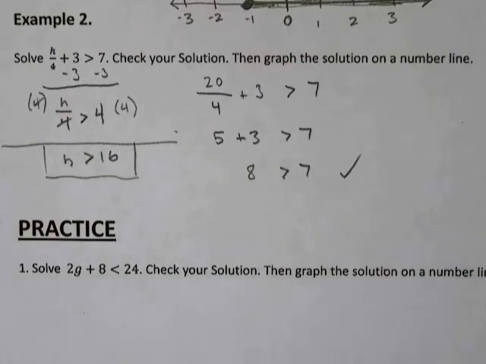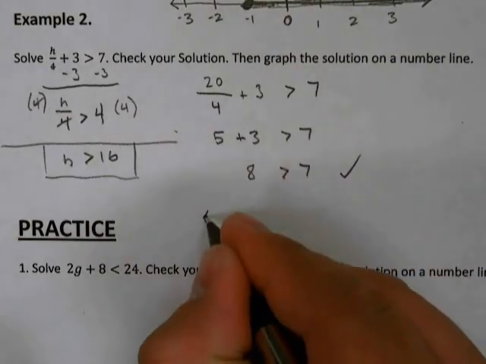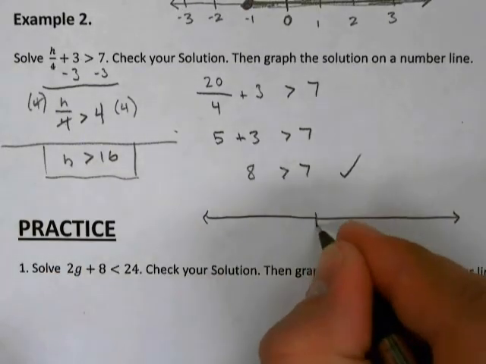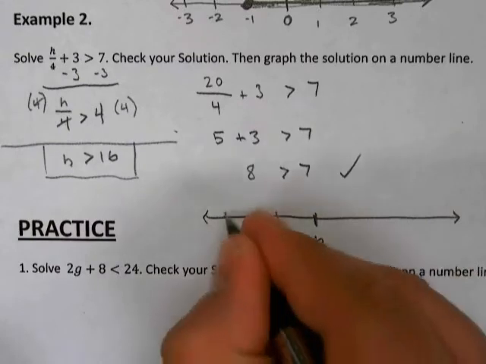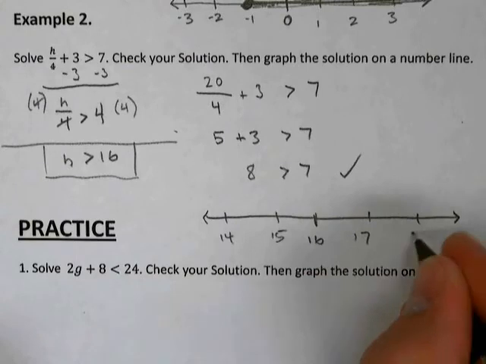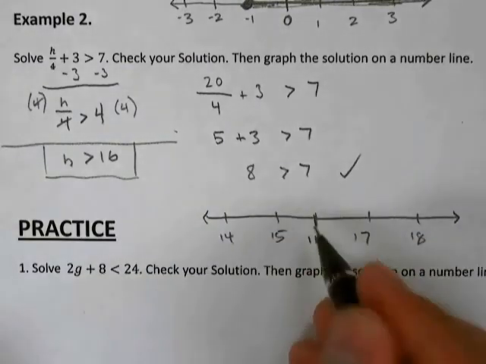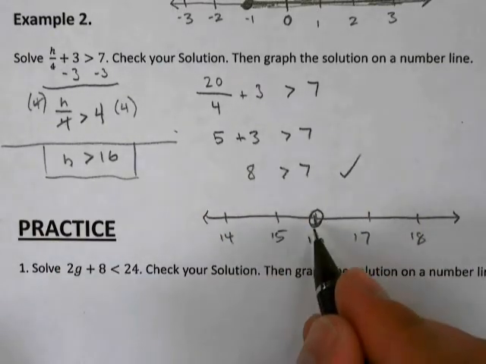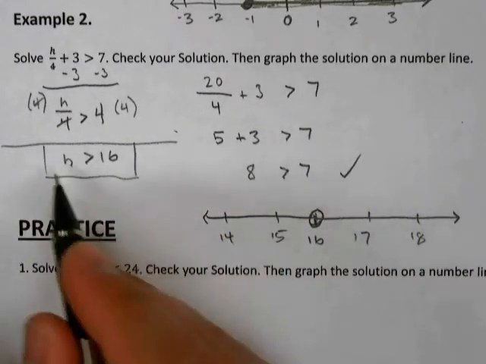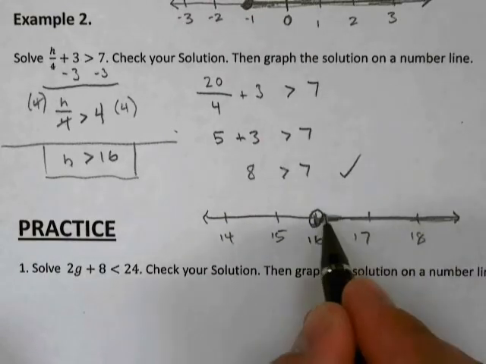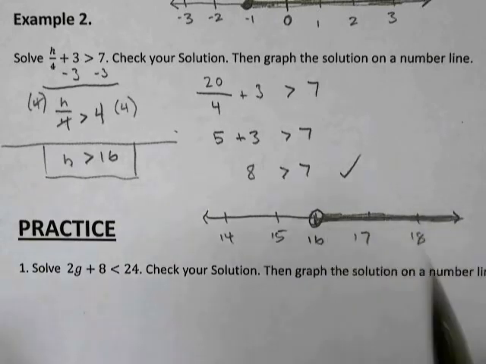Now the final thing we have to do is graph this on a number line. Our key point again is 16. So we need to start here with 16. We'll go to 15 and 14. We'll go up to 17, 18. This is going to be an open dot at 16 because there's no equal to sign, so it does not include the number 16, but we do know that h is greater than 16, and 17 and 18 over on this side are greater than 16. And we've shaded in, and that is all we need to do.